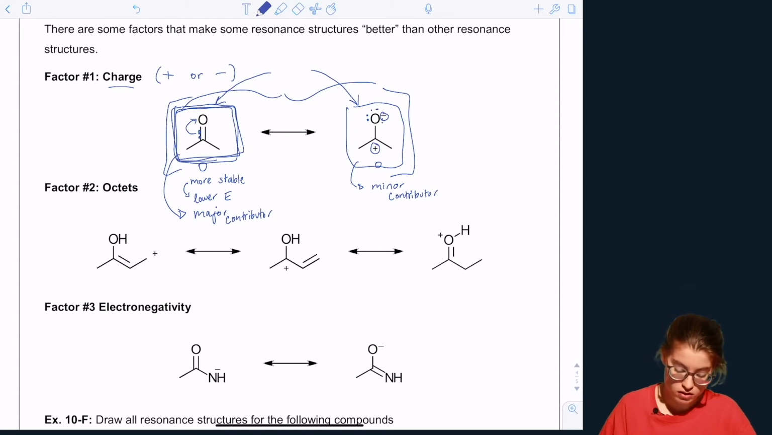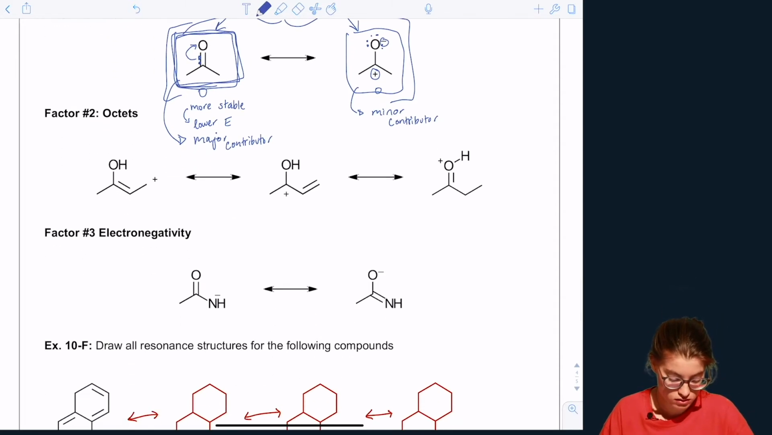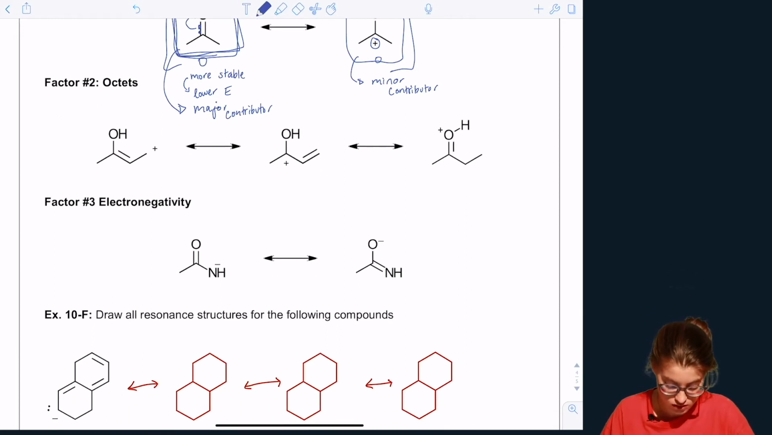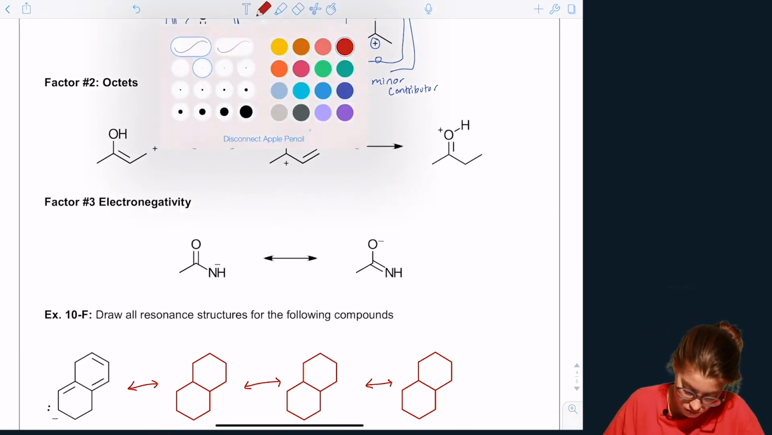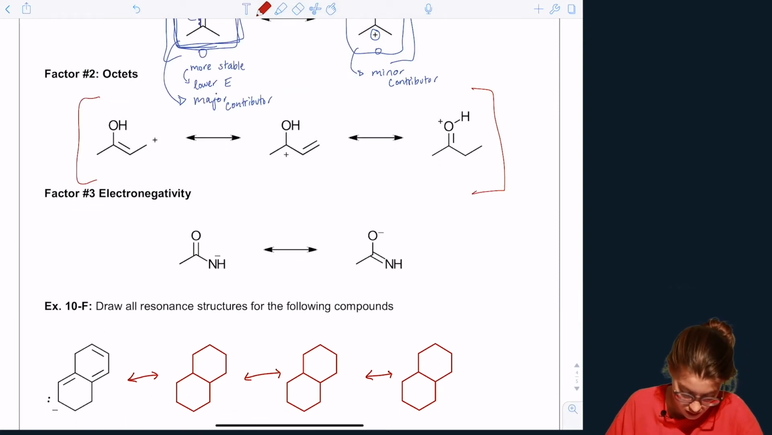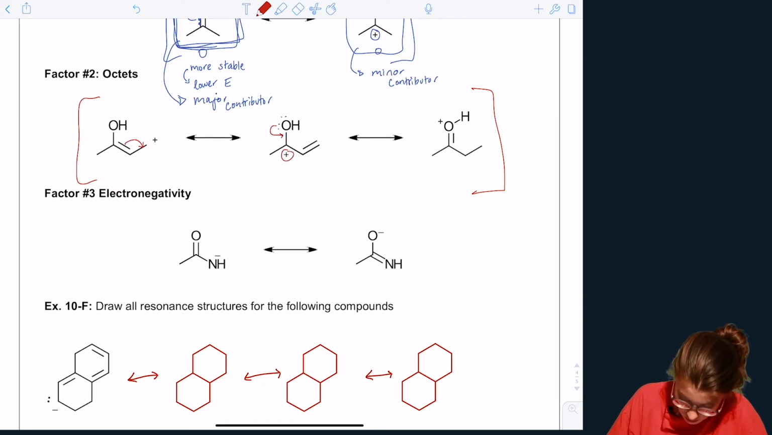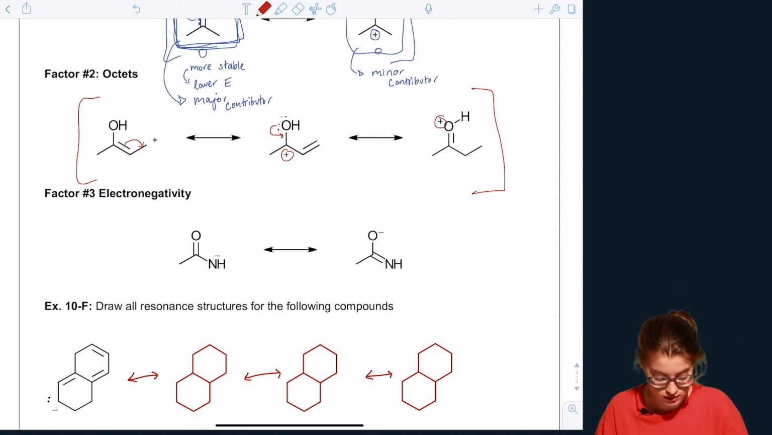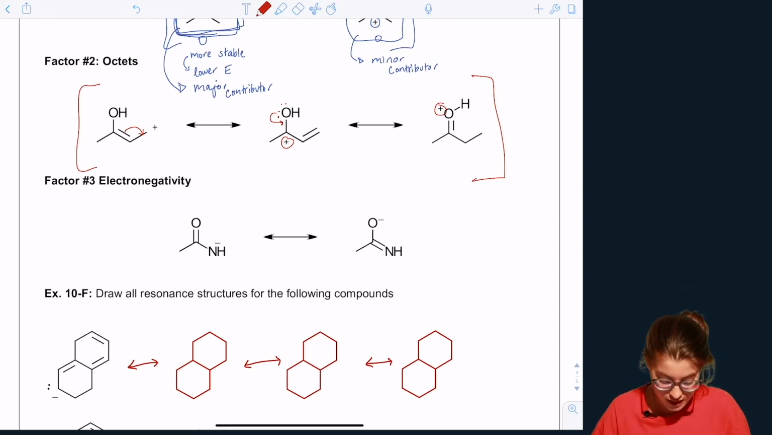Other things: factor 2 is the octet rule. Let's use a different color. Here we have 3 different resonance structures. Here this goes there. Now there's a positive charge there. Then one of the lone pairs drops down. Now the positive charge is on the oxygen. So these are all correct resonance structures. Now, which one of these is the most stable?